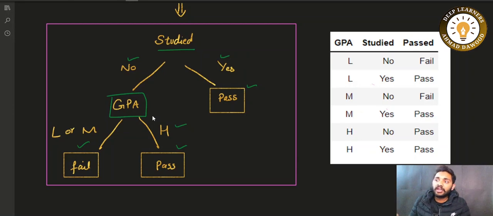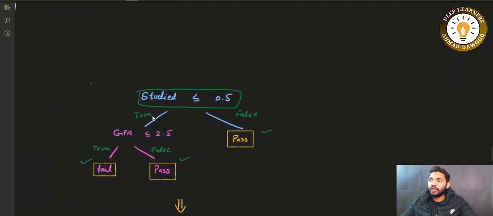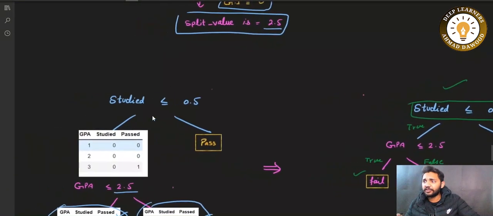Now you can do prediction. Whatever data point you get, you will check the two rules: studied, yes or no, and GPA low, medium or high. Or in terms of numerical values, you can check the values in this way. Okay, so this is the whole process of building a decision tree.